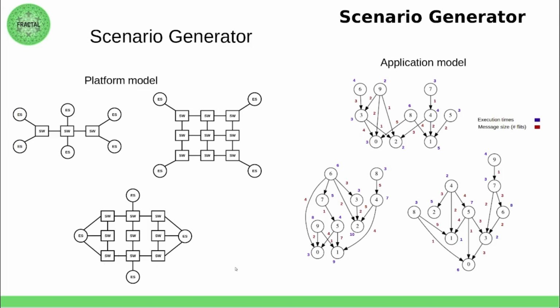The application model will be different on each of the generated scenarios. We can also delimit how random the application model should be by defining certain parameters like the maximum out and in degrees of a node or the size of the tasks and messages.